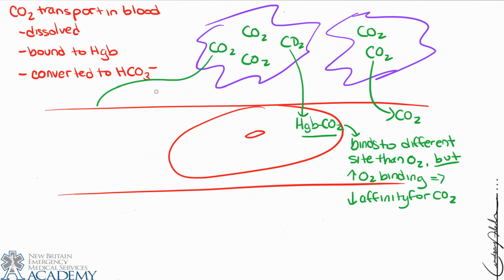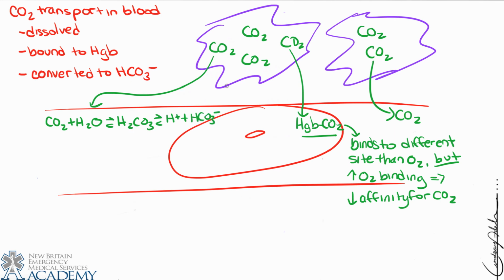And the last option is that we use the carbonic acid bicarbonate buffer system to convert the CO2 to bicarbonate ions. And this buffer system exists both in the plasma and in the red blood cells. So we can see that in the plasma, we have CO2 that's converted to bicarbonate ions, and the bicarbonate ions is basically transported in the plasma.